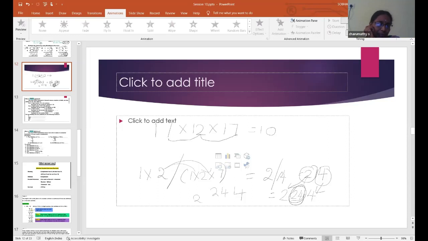Yes. So ma'am, this particular sutra holds for 2 numbers. It can be of any digit, but it should hold true for only 2 numbers, right? Yes, ma'am. This is only 2 numbers multiplied together to get the product, satisfying these 2 conditions. All right.